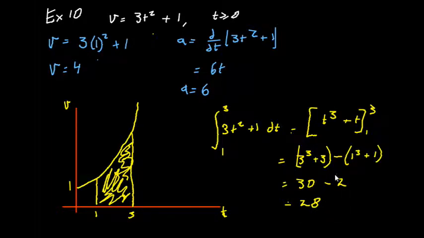So therefore I can say the distance travelled by the particle over the time interval 1 to 3 is 28 meters, which is the area under there. So that's it for the definite integral at this stage.